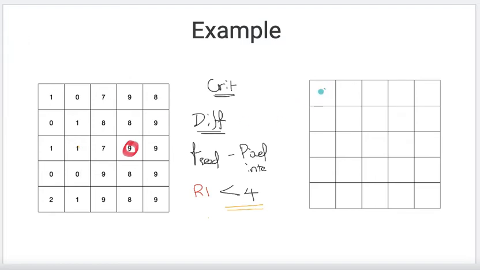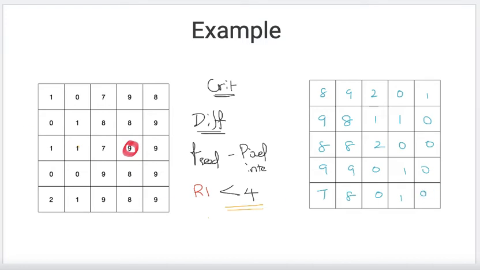This is 8. Here it is going to be 9. Here it is going to be 2. 9 minus 7 is 2. 9 minus 9 is 0. 9 minus 8 is 1. 9 minus 0 is 9. And so on. 8, 1, 1, 0, 8. 8, 2, 0, 0, 9. 9, 0, 1, 0, and lastly 7, 8, 0, 1, 0.